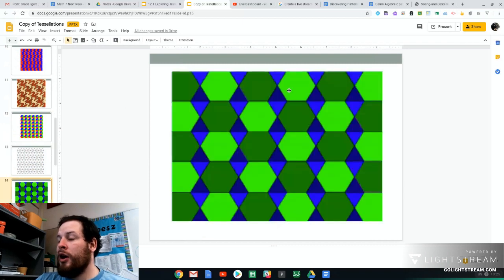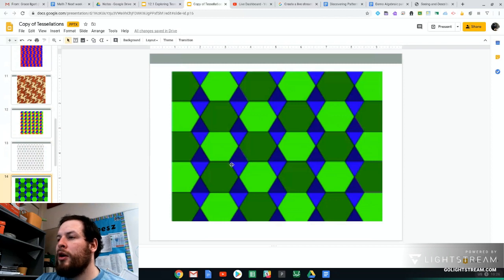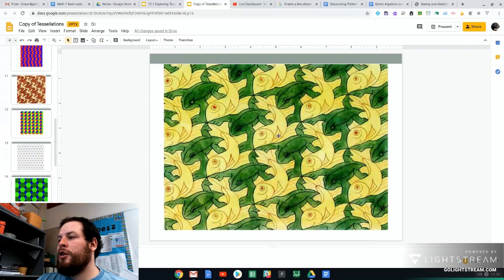Again, we have hexagons mixed with triangles or diamonds, making a semi-regular tessellation. And lastly, we got this irregular tessellation of frogs and fish tessellating the plane, right? If we look at that, we're getting a tessellation here, right?